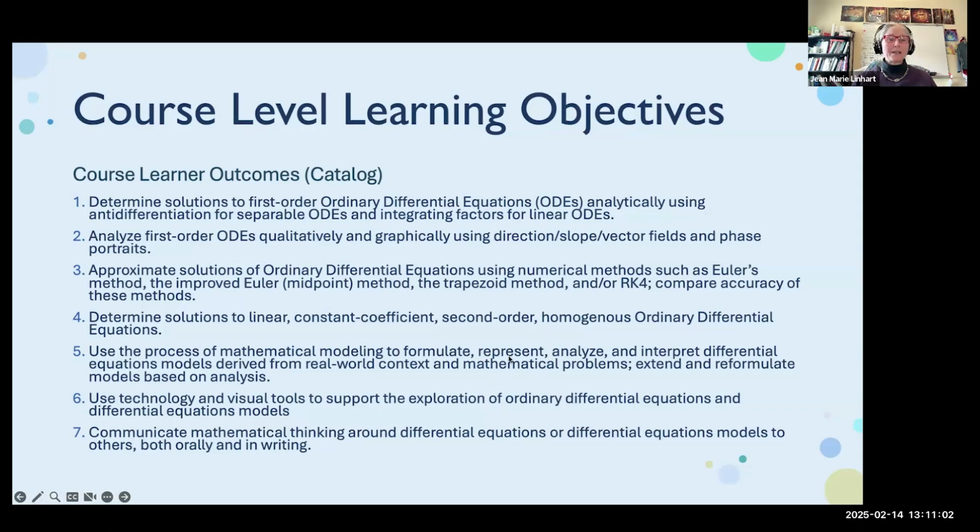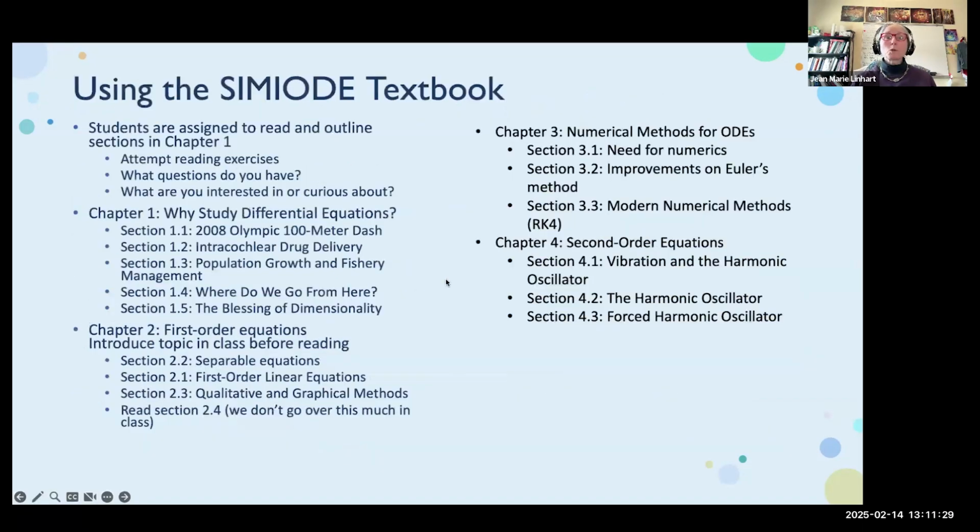Here we've got our modeling process goal made very clear in the catalog objectives. Use of technology, I think, is on everybody's catalog of learning objectives. But do we actually mindfully do that? I'm going to try, at least in my course. And communication appears again and again. We're not always super mindful about how we're teaching communication, but I am trying to be super mindful about that. So with these learning outcomes in mind, we did adopt the SIMIODE textbook.